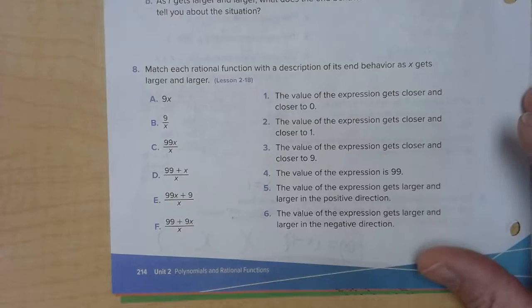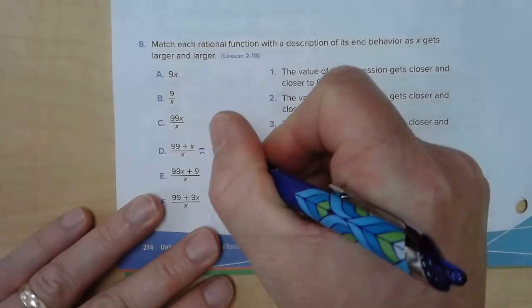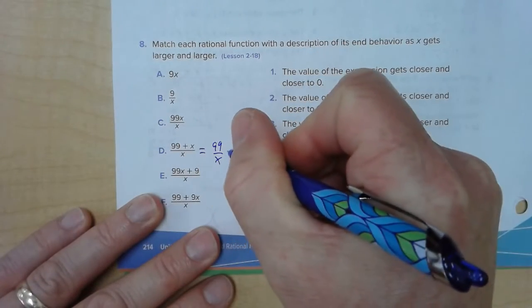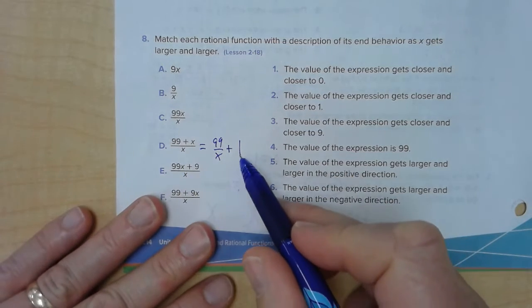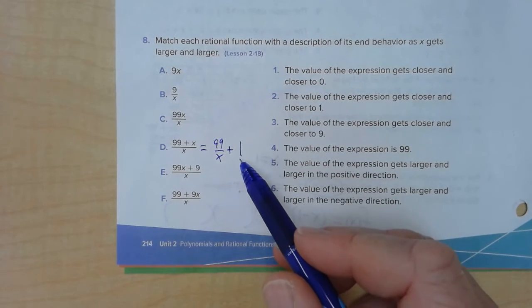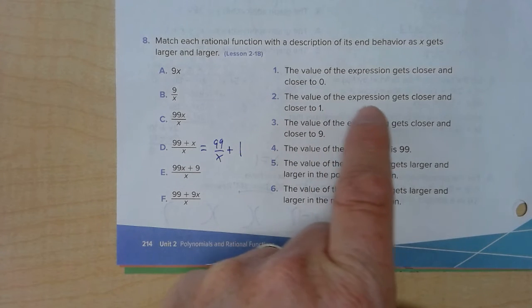And then here, this is the last lesson. So you have to think about that this one means 99 over x plus 1, because you divide that into there and that into there. So 1, right, is where it levels off. So as it gets bigger and bigger, it levels off at positive 1. The value of the expression gets closer.